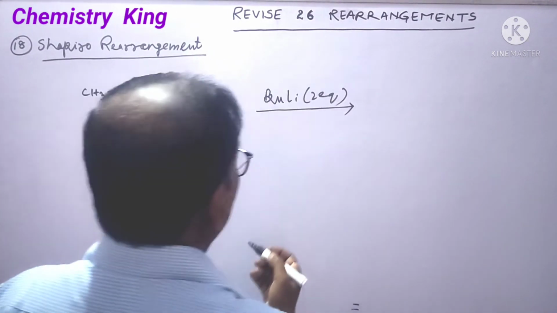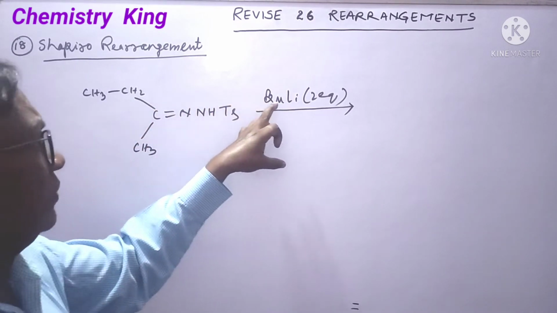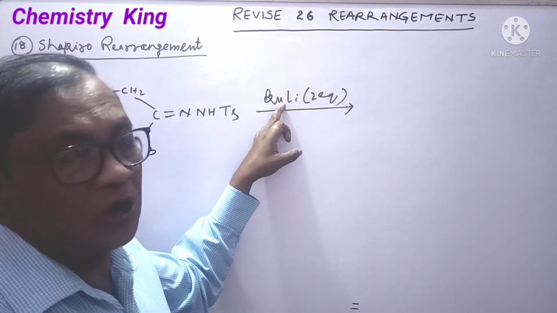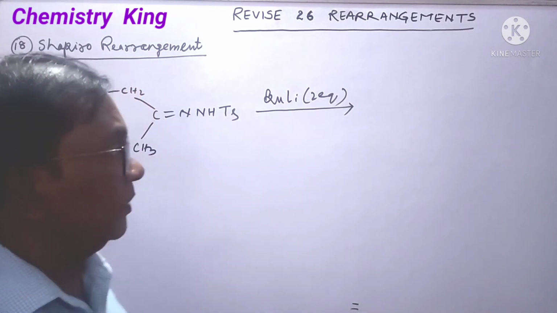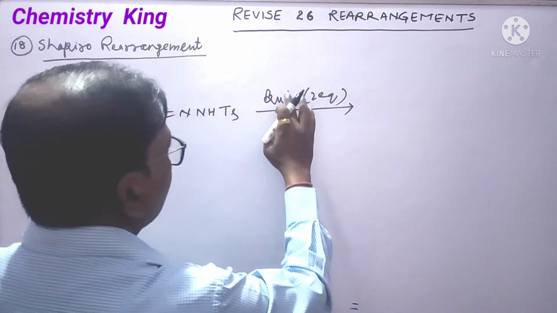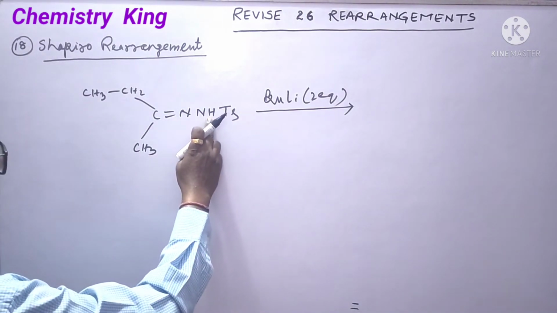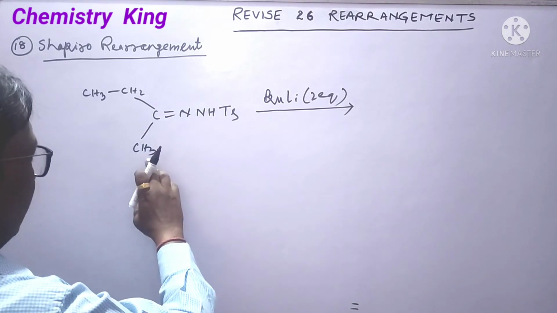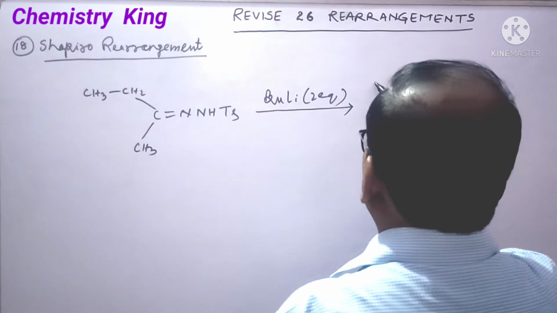Two equivalent means 1:2. If one mole of this, then you have to take two moles of this. So I have written two equivalent. This base, Bu minus, will take this hydrogen in the first step and then this hydrogen in the second step. And here we will write both the abstraction of hydrogen simultaneously.